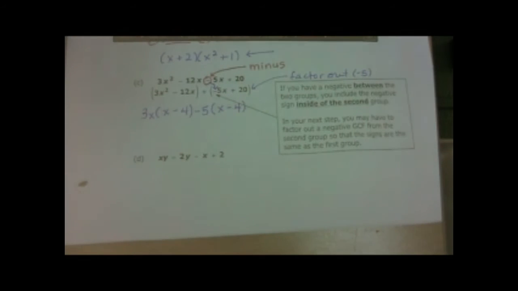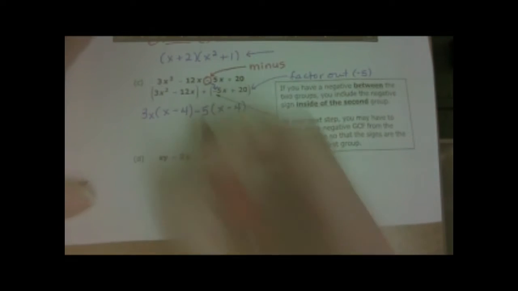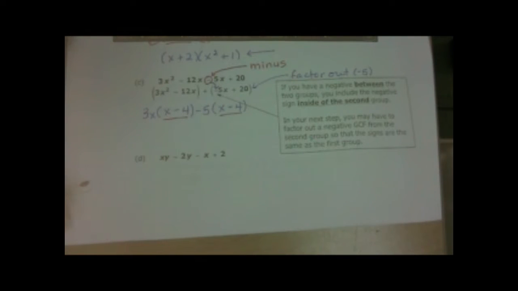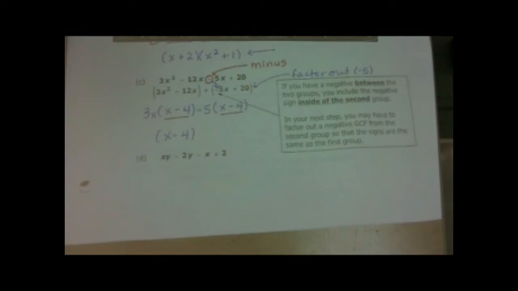Very important. Or what ends up happening is you don't have a common binomial factor, you can't go further, and you're stuck. All right? Now, notice that these two are the same, so it's a common binomial factor. I can factor that out to the front, x minus 4. And what I have left here is 3x minus 5.